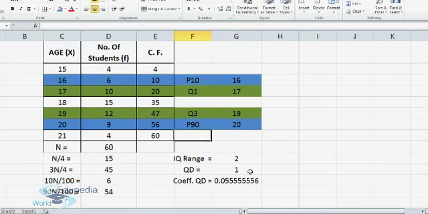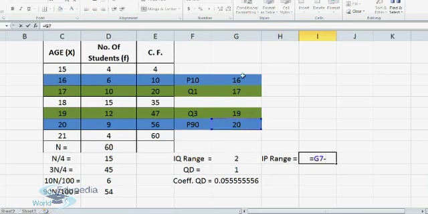Well, so now I have my percentile deviation also, so let me do that here. Interpercentile range will be equal to the difference between P90 and P10. That's 4. Percentile deviation is half of it, so it will be this number divided by 2.